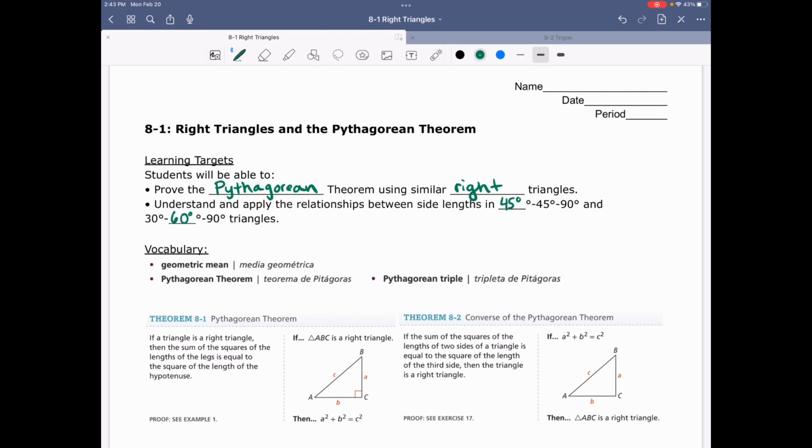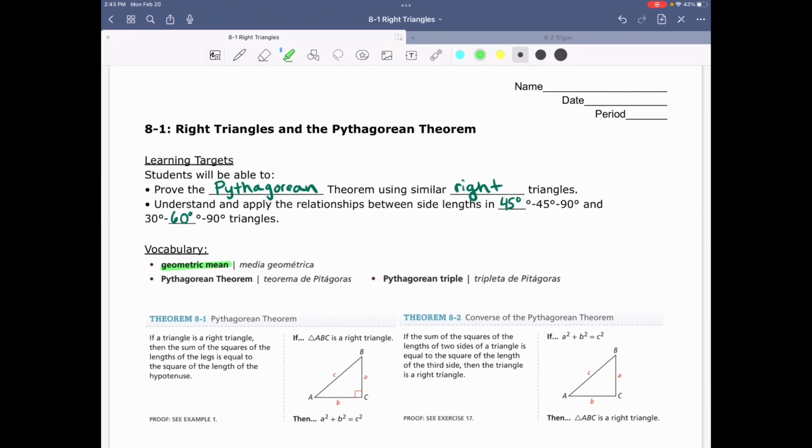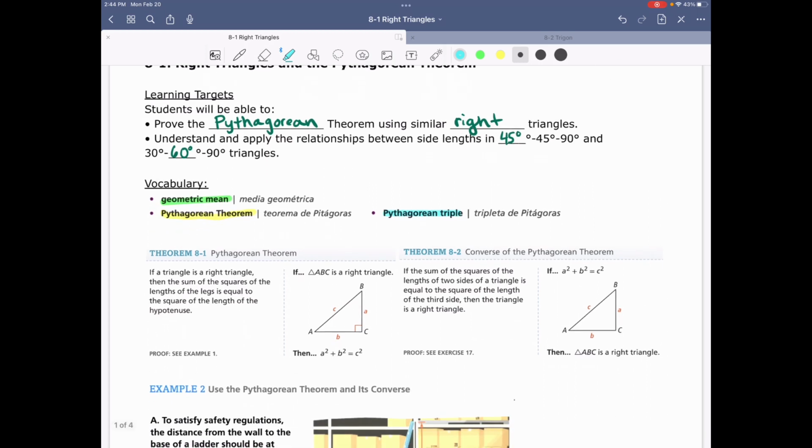Your vocabulary is, again, we've had this before, the geometric mean, media geométrica, the Pythagorean theorem, teorema de Pitágoras, and the Pythagorean triple, tripleta de Pitágoras. All right, so that's our vocabulary. And we have a couple of theorems which we'll refer back to.